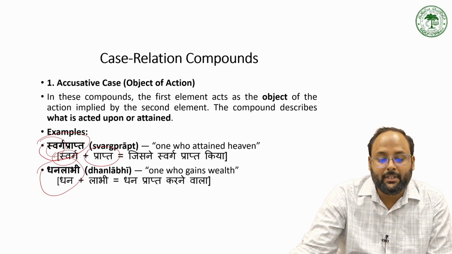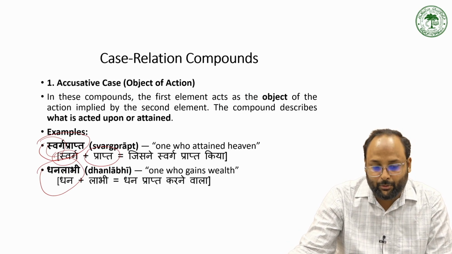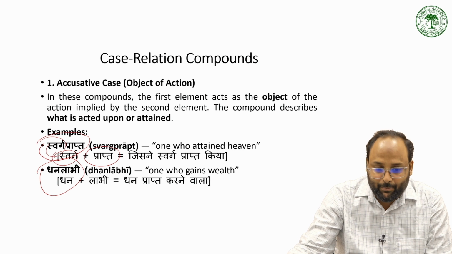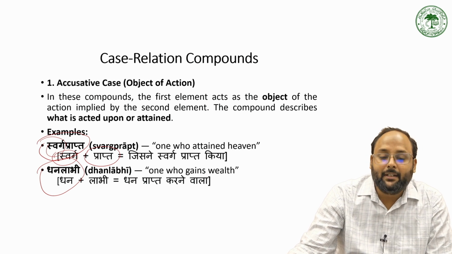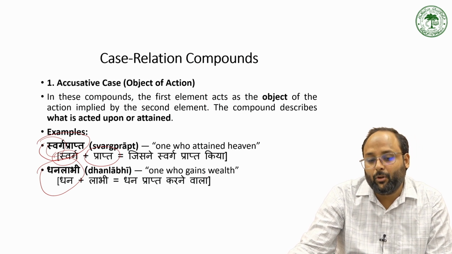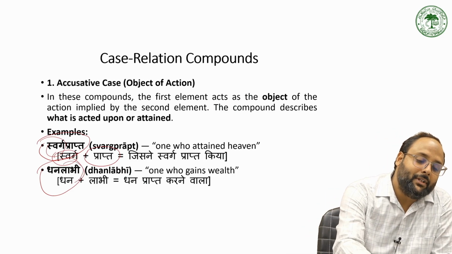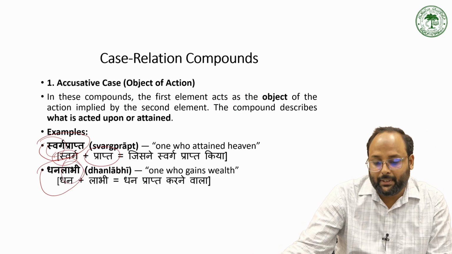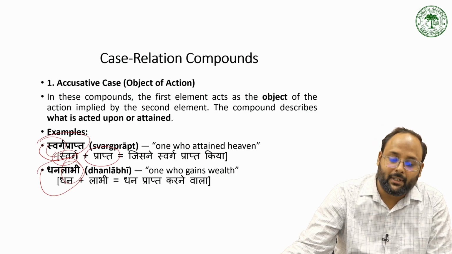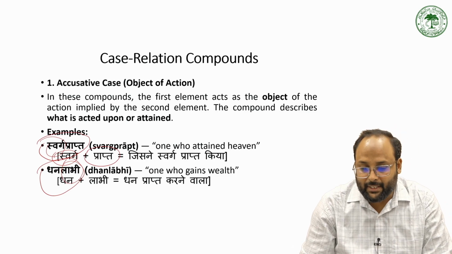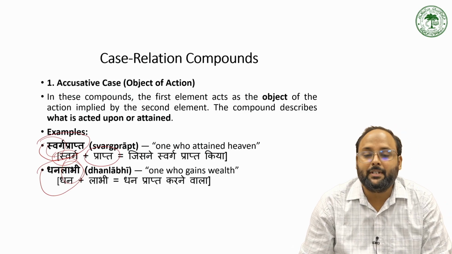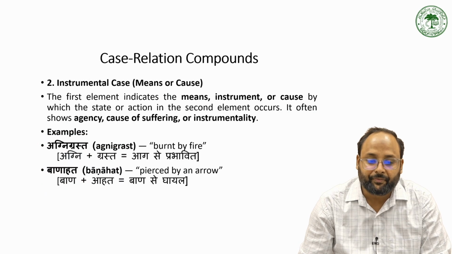The second example is Dhan Labhi. Dhan Labhi is also an accusative case compound, where Dhan determines the accusation, the object of action, and the action comes from the other word, labhi. So, dhan prapt karne wala. This is the case relation compound, and that is the first type, the accusative case.